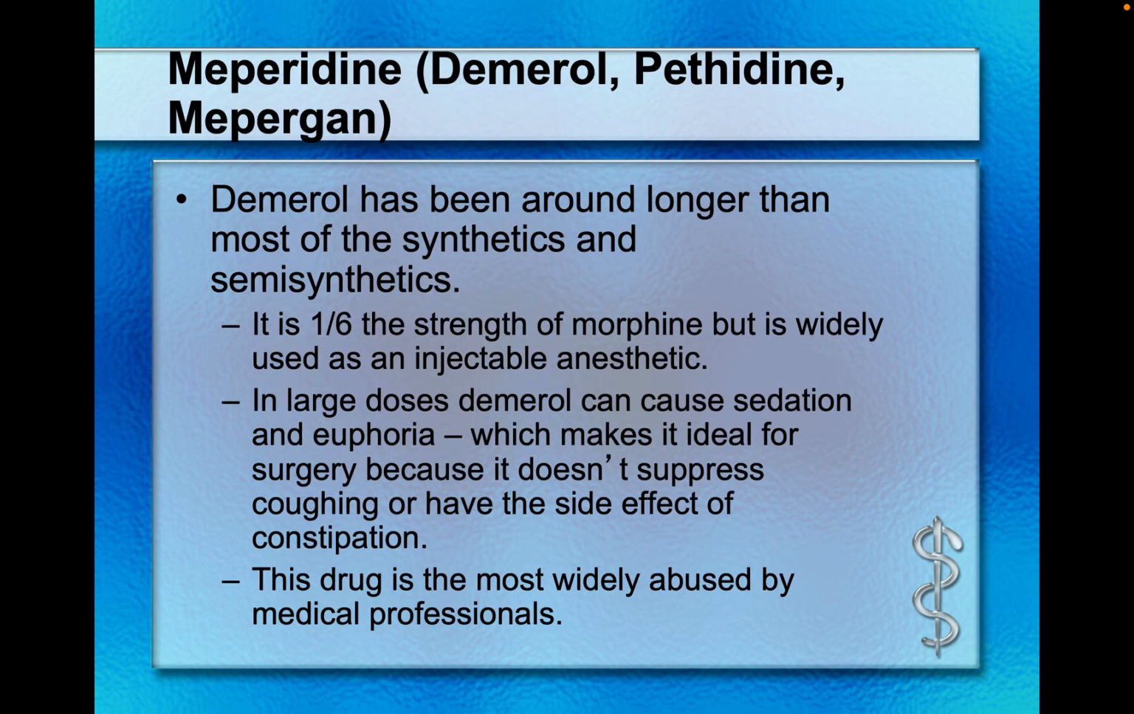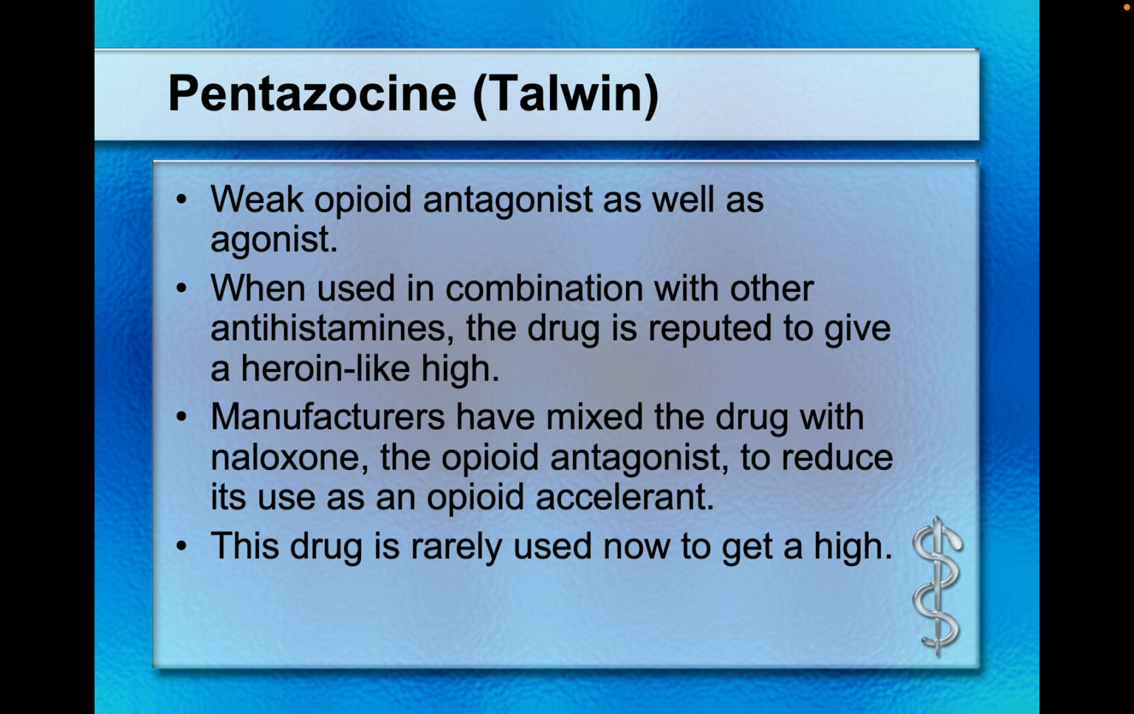Meperidine, also known as Demerol, Pethidine, and Mepergan. Demerol has been around longer than most of the synthetics and semi-synthetics. It is one-sixth the strength of morphine, but is widely used as an injectable anesthetic. In large doses, Demerol can cause sedation and euphoria, which makes it ideal for surgery because it doesn't suppress coughing or have the side effects of constipation. This drug is most widely abused by medical professionals. Demerol and Dilaudid.